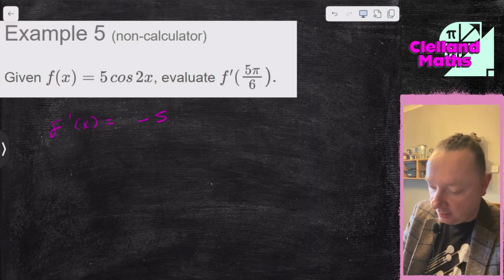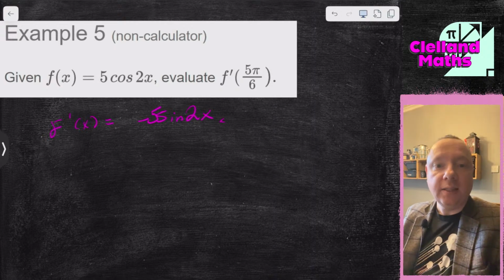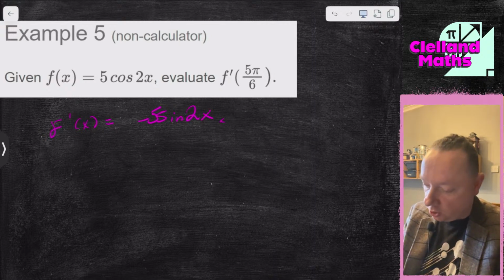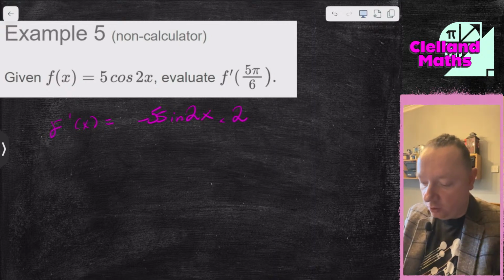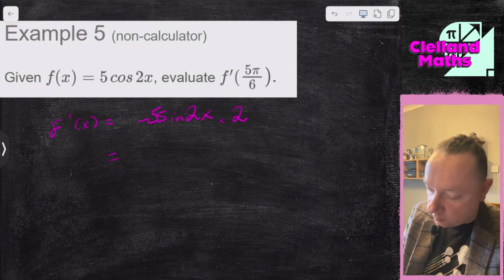So I get minus sine, still 2x, but I've still got my 5, so it's 5 in front. But I need to remember to times by the 2x part differentiated, which is 2. Now the exam paper does tell you to put the 2 in the front, but that's the same as times by that differentiated. So that gives me minus 10 sine 2x.